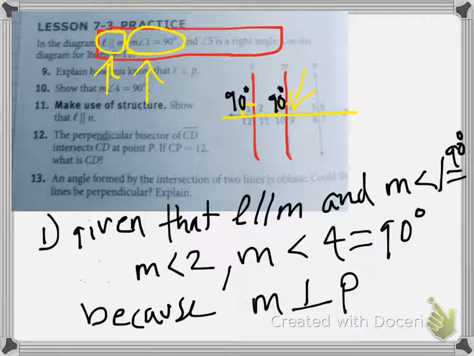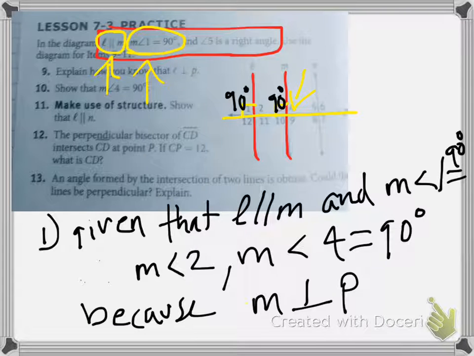Make use of structures, show that L and N are perpendicular. Alright, so that one I'm going to have you do on your own, Jimmy. It's the same exact thing that we just went over, right? Wait, no, it's not. Oh yeah, it is. So I'm going to give you a hint, okay? I'm going to let you do number 11 on your own, but I want you to use the hint that I used right here. That angle 1, which is this one, is 90 degrees.